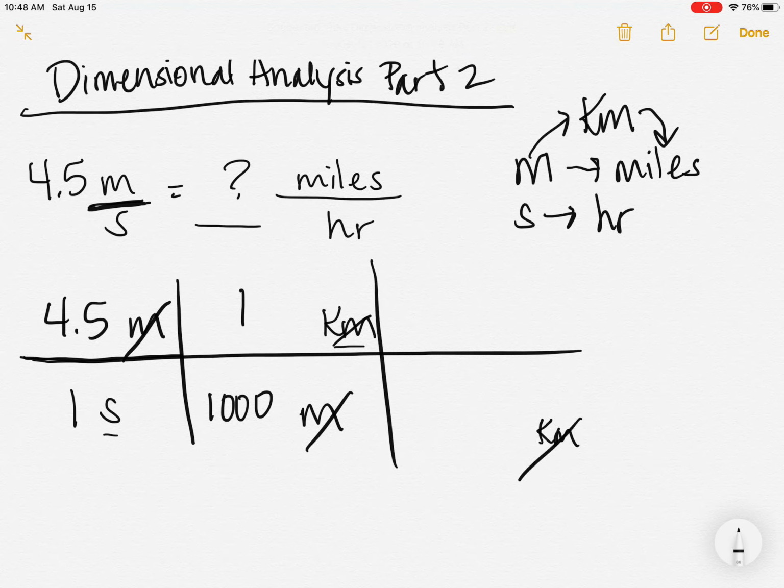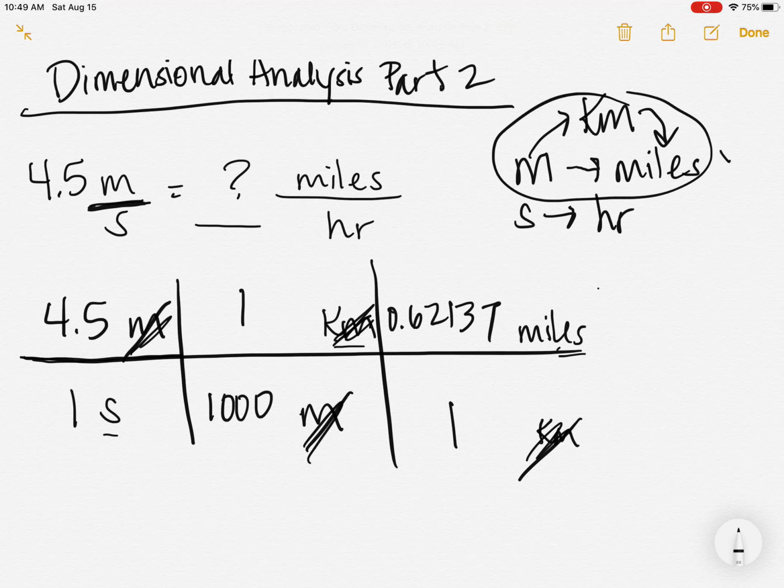Now I can take my kilometers and turn them into miles by looking at my paper. I learn that 1 kilometer is 0.62137 miles. We've done this one before. Again, my meters are gone, my kilometers are gone, and if I were to stop right here, my answer would be in miles per second. So I'm close. I have now successfully completed this part of the conversion, but I need to do my seconds to hours. This is where it's a little bit different, because watch what happens.